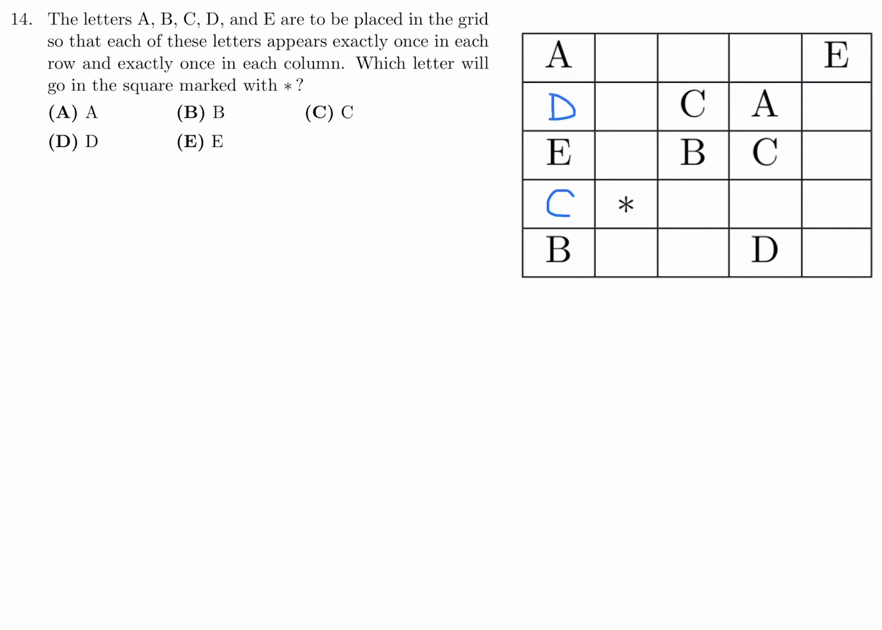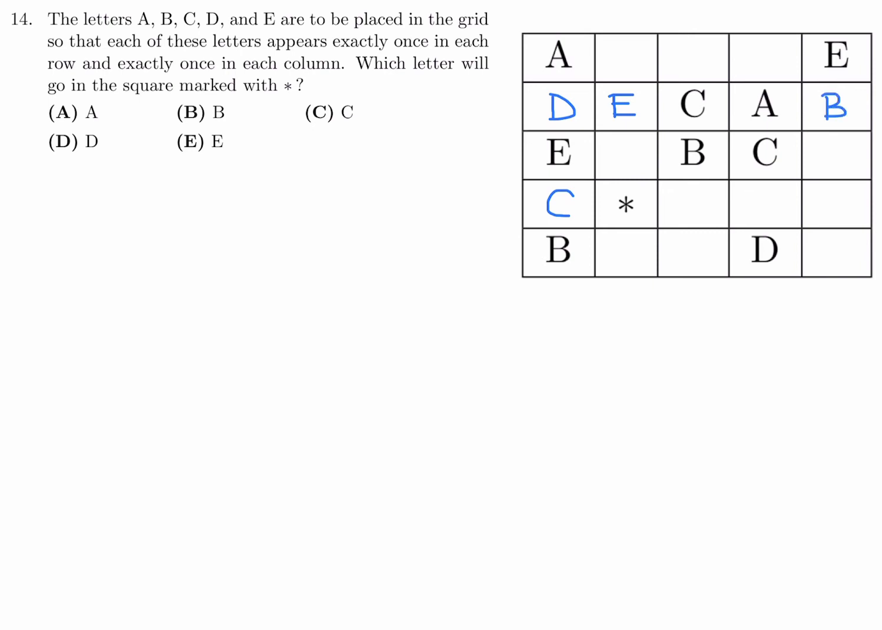So let's keep going with the same sort of strategy. Now, where should I concentrate? I'm going to concentrate on this column. A, C, and D are already there, so the only things missing are B and E. E can't go here because E is already there. It can only appear once in each column. So therefore, E must go here, and the only letter remaining is B, and that goes there.